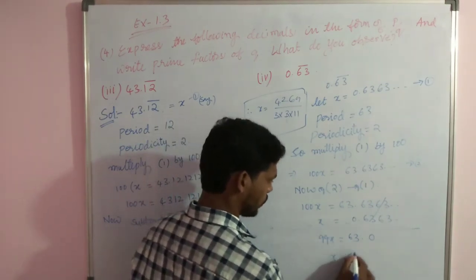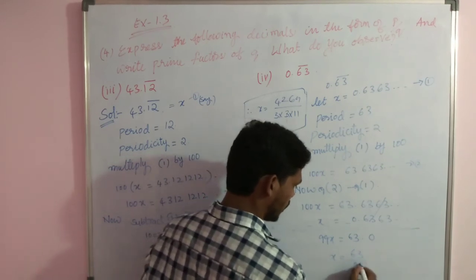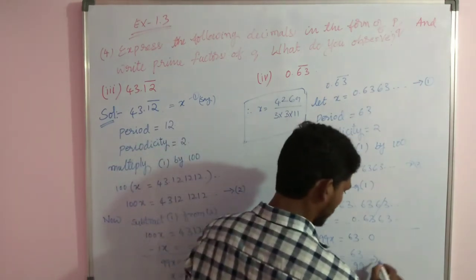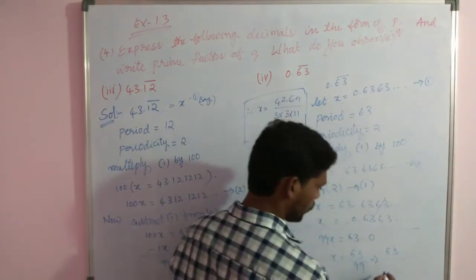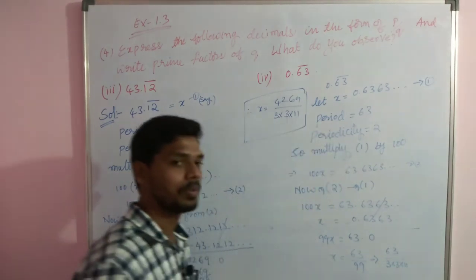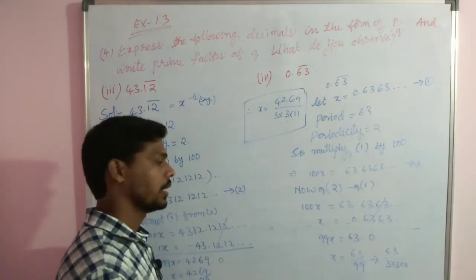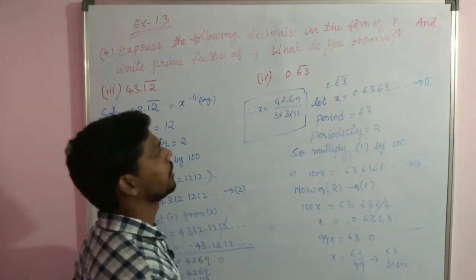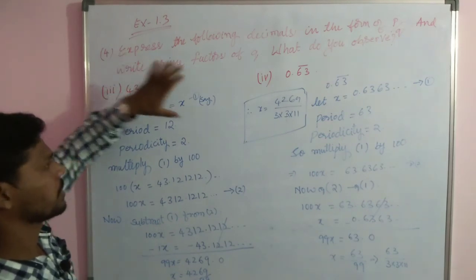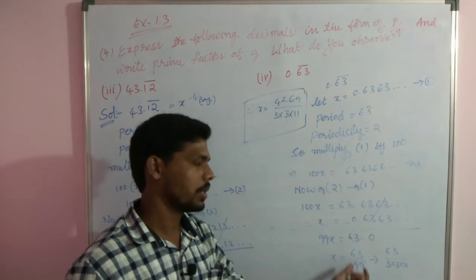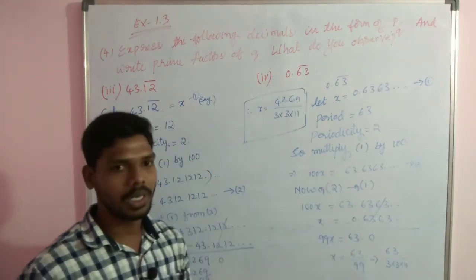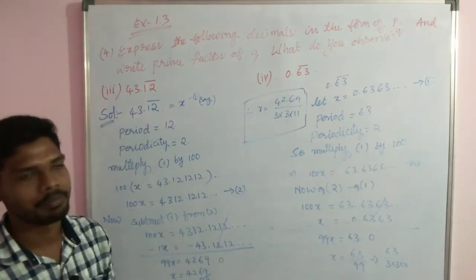So x is equal to 63 divided by 99. Here the denominator q can be written as 3 into 3 into 11. This is also not in the form of 2 power n, 5 power m. So we can conclude that non-terminating repeating decimals are not possible to write with their denominators as 2 power n and 5 power m.